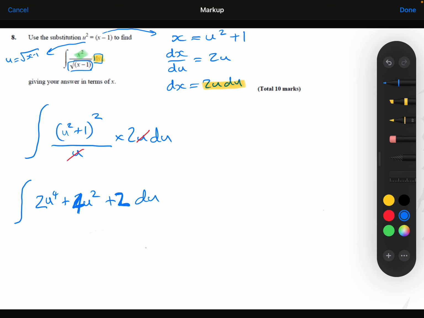Integrating each one of these terms then. So we'll get a u to the power 5 divided by 5, a u cubed divided by 3, and a 2u. Not forgetting a plus c.